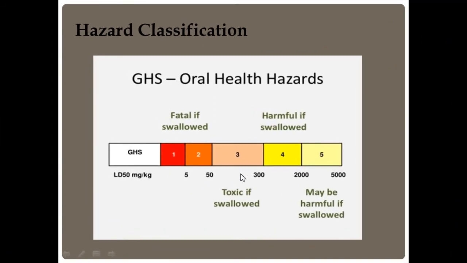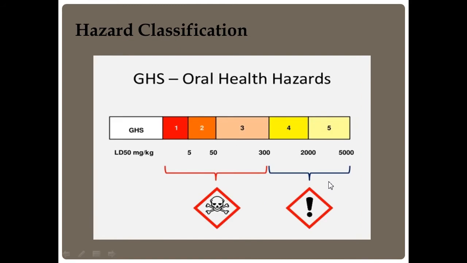So fatal if swallowed, that's your 1 or 2. Toxic if swallowed is your 3. Harmful if swallowed is 4. Maybe harmful if swallowed is your 5. And that's going to give you your new pictogram here of warning. You already have danger. 1, 2, 3 is a danger toxic condition, but then on the hazard classification for health hazard, 4 and 5 is a warning.